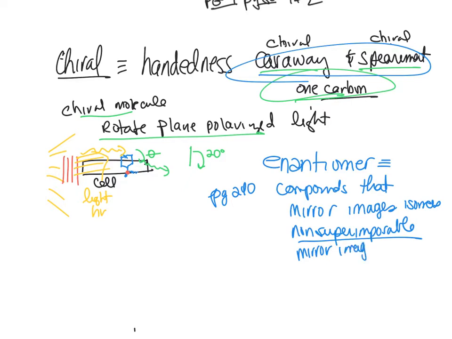Okay, so if you want an example of an enantiomer, your right and left hand are enantiomers. That's going to be a very important word. So your right and left hand, they're mirror images of each other. And you're going to have to learn how to do this.